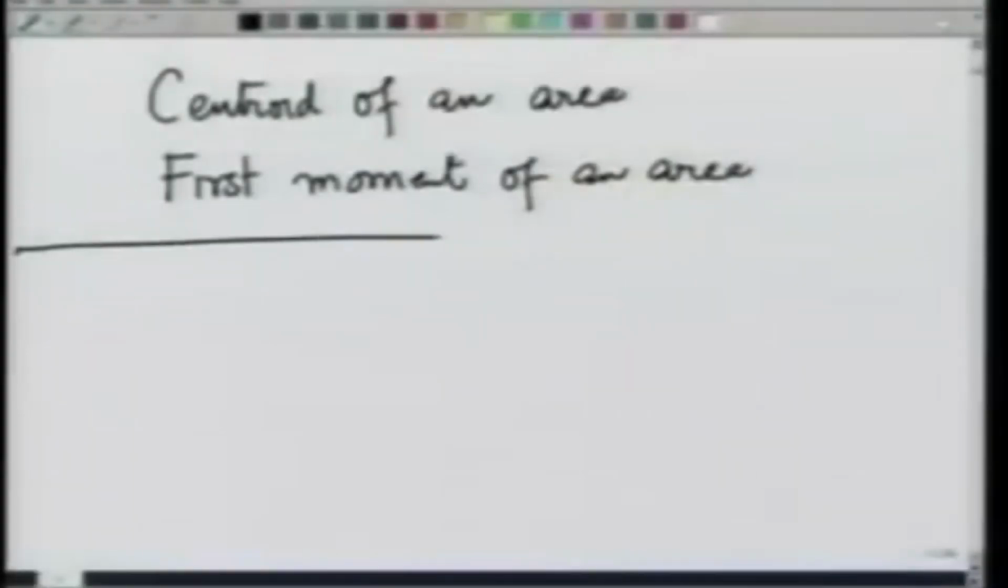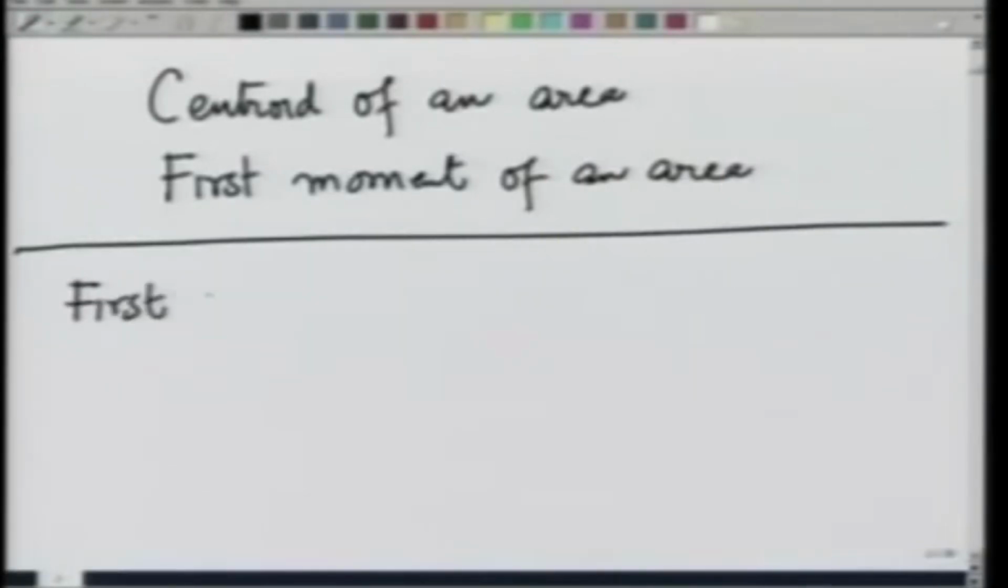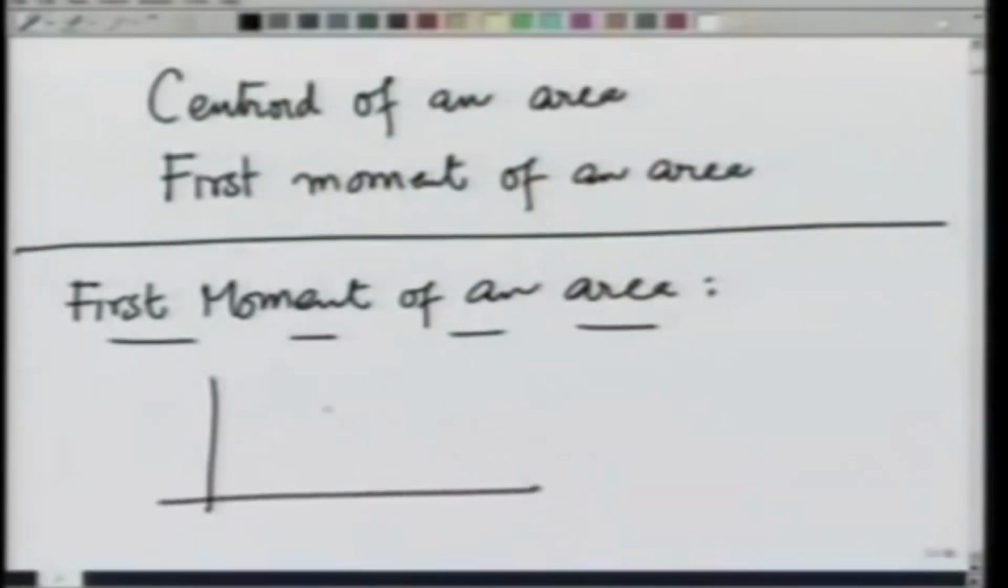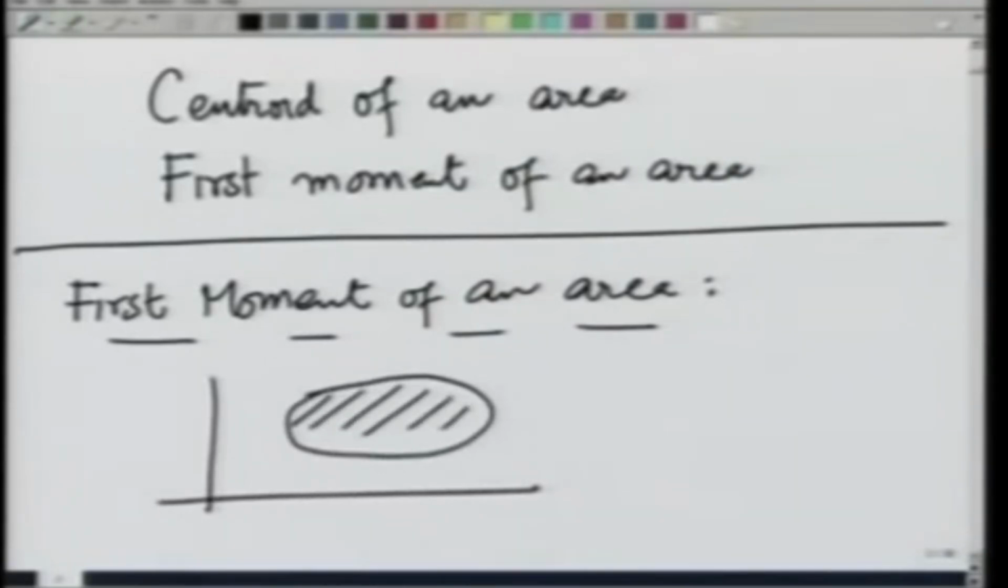So, let us start with the concept of the first moment of area. I am first going to give you the definition, and then later we will employ it in certain statics situations. Suppose I am given a plane area like this in a coordinate axis set x and y.